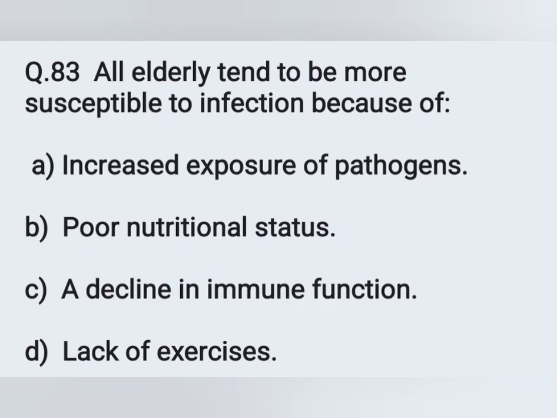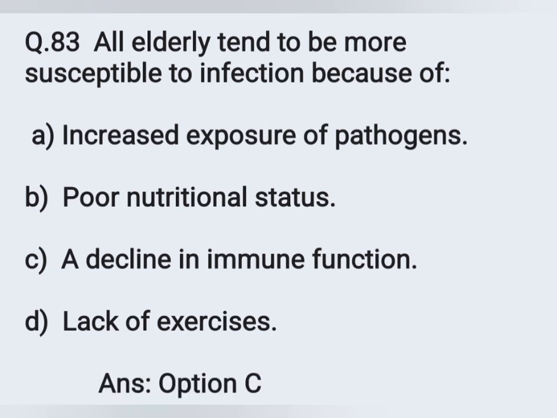Question number 83. Elderly people tend to be more susceptible to infection because of. Options: option A, increased exposure to pathogens. Option B, poor nutritional status. Option C, a decline in immune function. Option D, lack of exercise. Elderly people or older people tend to be more infected because of the decline in immune function. Option C is the correct answer.